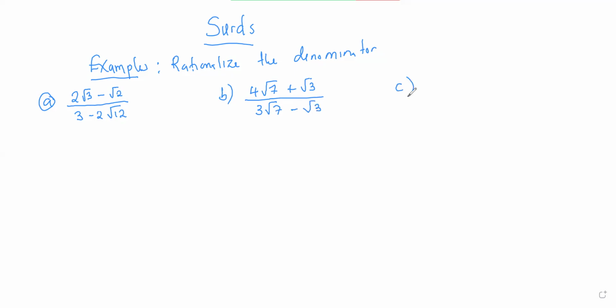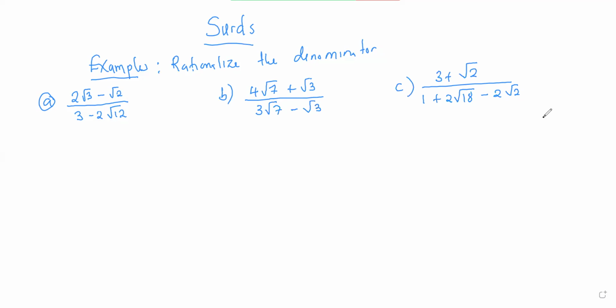And C: 3 plus √2 over 1 plus 2√18 minus 2√2. Okay. So that's the three examples under rationalization of the denominator. Let's see how we do things.